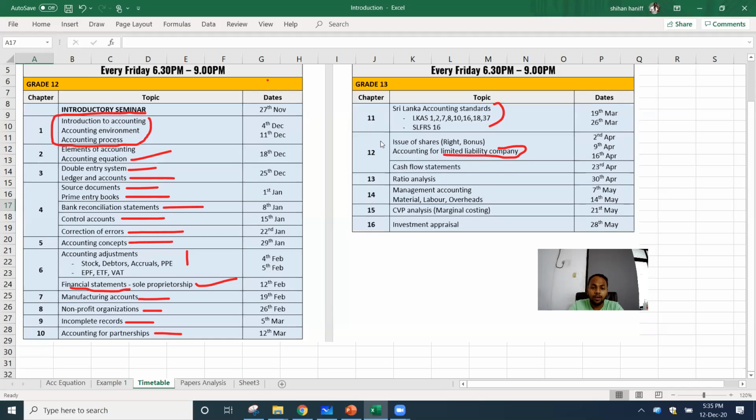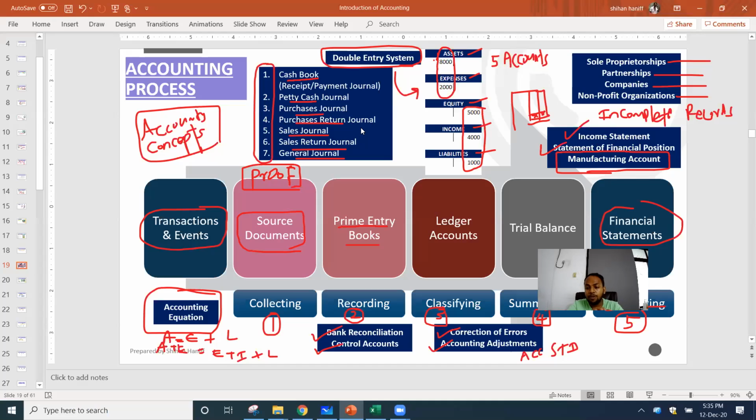So you can see up to chapter 12 is from this process, accounting process. We start from one by one. You learn one by one in depth, and we move to preparation of financial statements. So that's your syllabus. So it's not hard. If you look at the overall picture, it's only one single transaction. One single question can be done in all these. I can explain everything through one question, right?